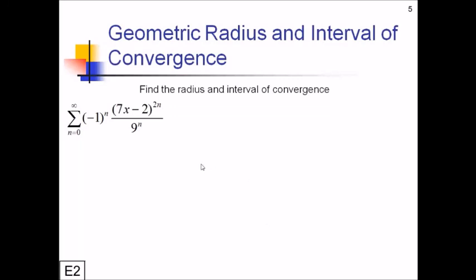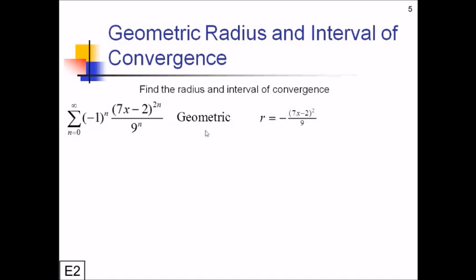We're going to move forward in this one by finding the radius and interval of convergence for this series right here. So what kind of series is this? Well, you might have noticed that each of these has an exponential term here. So this is really just one big geometric series. What's the common ratio here? Well, it's the thing that we're multiplying by over and over again. So we have a -1, we have a 7x minus 2 squared, because this is really squared to the n power, and then we have a 9 in the denominator. So this is our common ratio right here.